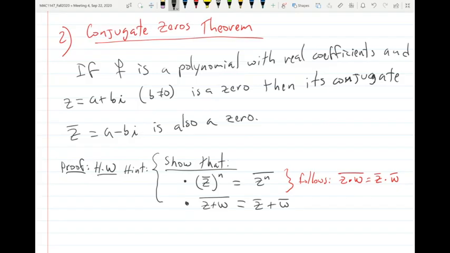So verify these two properties, and once you're convinced of this, then you can easily argue the theorem that is in front of you. Because if a complex number c is a zero, when you plug it into a polynomial, you can keep on using these properties, and then you will find that the conjugate must be a zero as well. So think about it if you want.